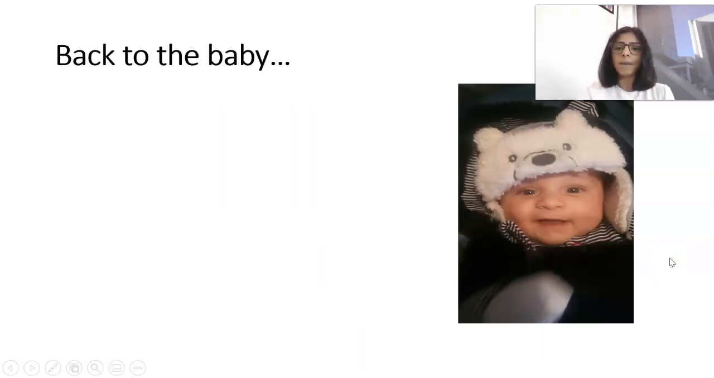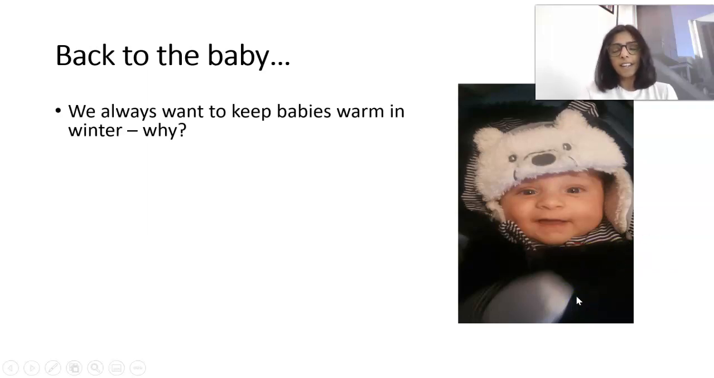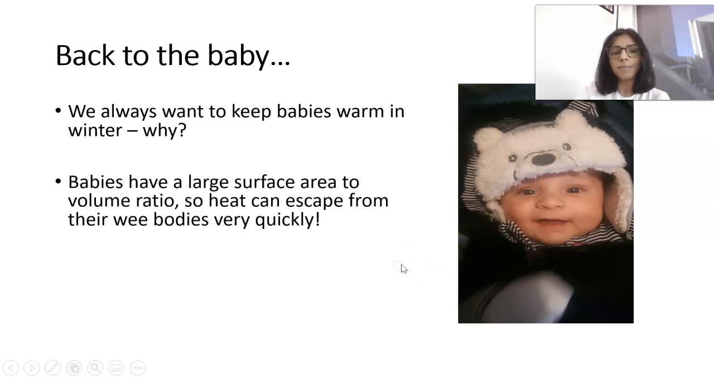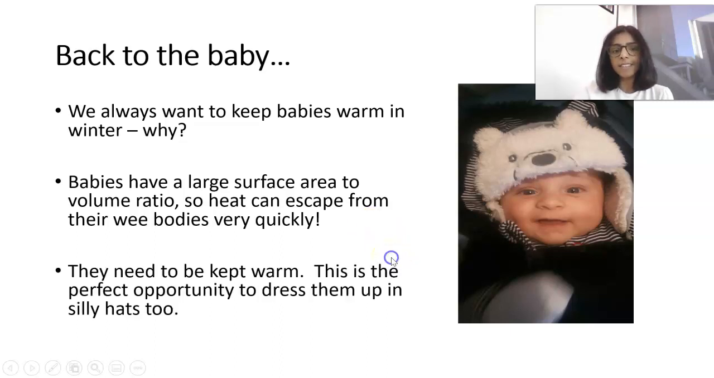All right, so back to the baby. Why did I show you a picture of the baby? Well, we like to keep babies warm in winter. We like to wrap them up, bundle them up. And the reason for that is because they have a very large surface area compared to a very small volume. And therefore, heat can escape off those surfaces really quickly, and they are unable to regulate their body temperature. And this is a great opportunity to dress them up in warm clothes and silly hats.